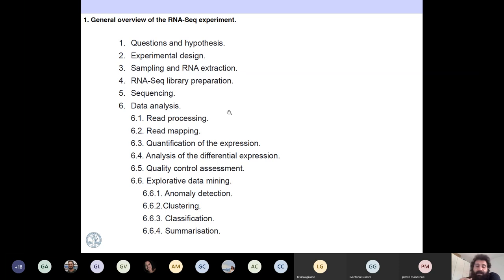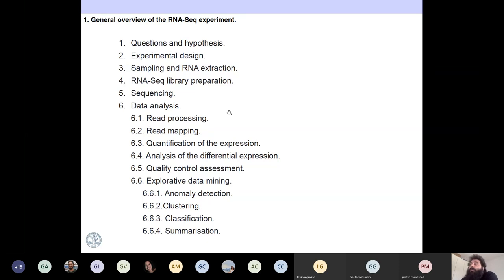Once you have that, you prepare the libraries. And again, depending on your experimental design, the libraries can be prepared one way or another. We will go into that. Finally, you reach the point of sequencing. And again, it will depend on your experimental design. And just once you receive the sequences is when you start the analysis. The analysis can be divided into these processes that you can see here: read processing, that you will do today, read mapping, that you will do as an exercise for the next class, quantification of the expression, and analysis of the differential expression. Once you know how much something is expressed, the question is, is it statistically different or not?